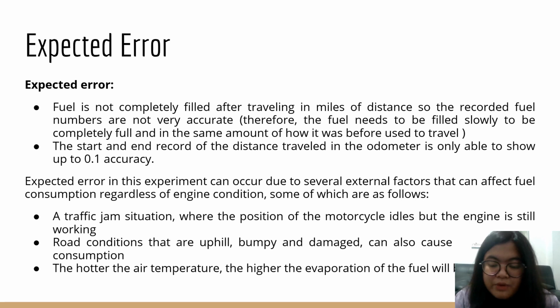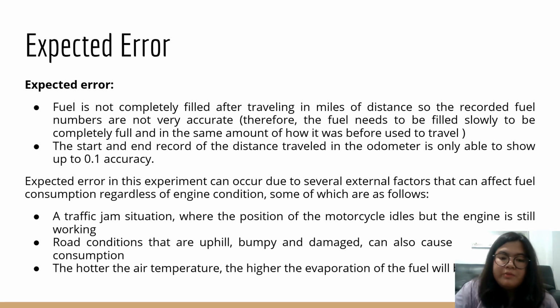As I'm going to record several variables, there are also several expected errors. The first one is for the fuel needed. The expected error is that the tank is not completely filled after traveling the distance, so the recorded fuel numbers are not very accurate. Therefore, the fuel needs to be filled slowly until the tank is completely full, and to the same level as it was before traveling. The second one is that the start and end record of the distance traveled on the odometer is only able to show up to 0.1 accuracy.